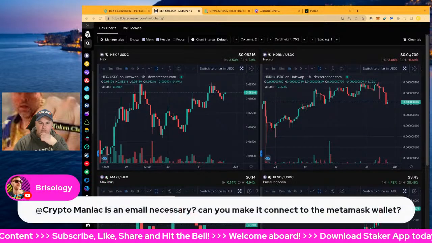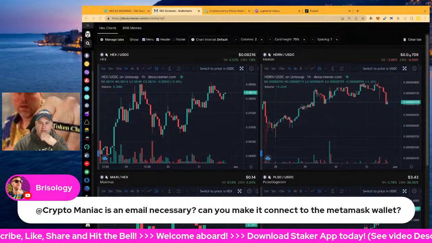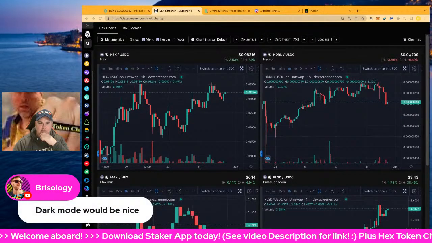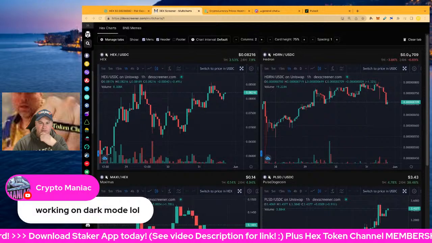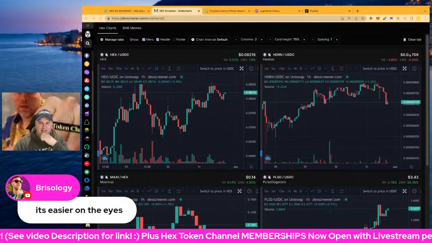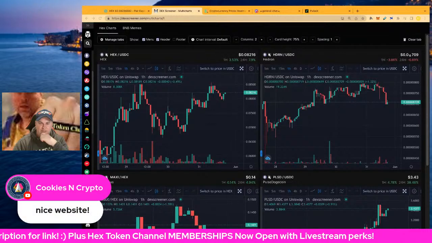Very, very good. Is an email necessary? Can you make it connect to the MetaMask wallets? Dark mode would be nice. Working on dark mode, lol, says Cryptomaniac. Yeah. Brazil says, nice one, Cryptomaniac. It's easy on the eyes. Nice website. Yeah, I like it.